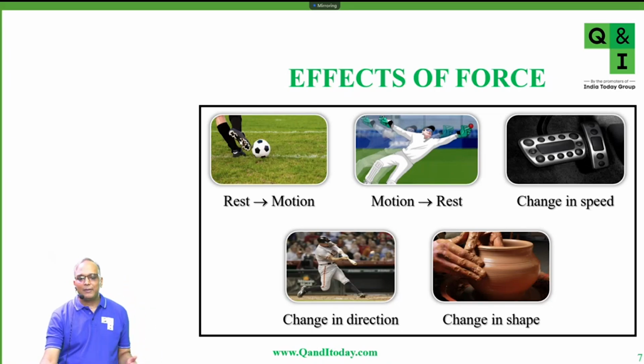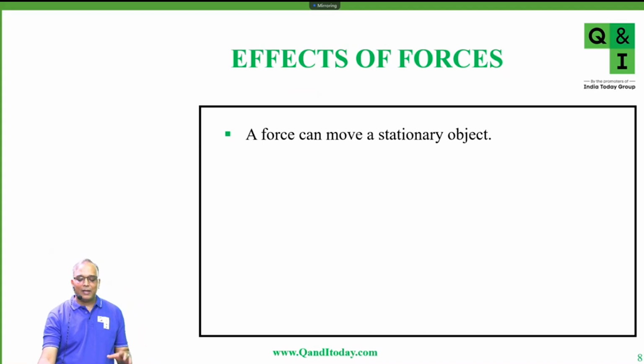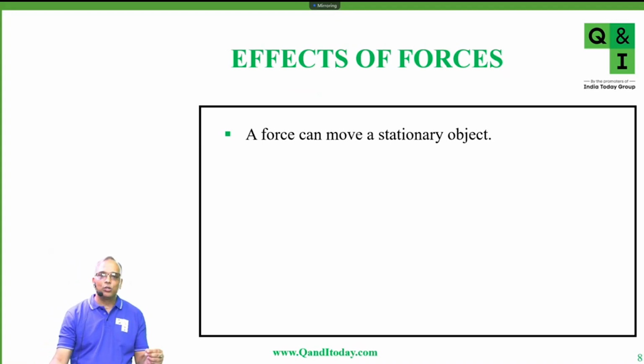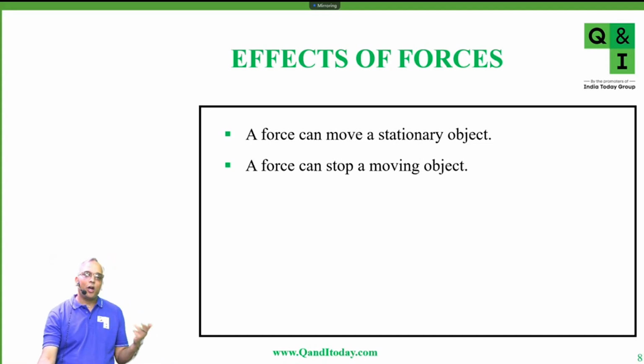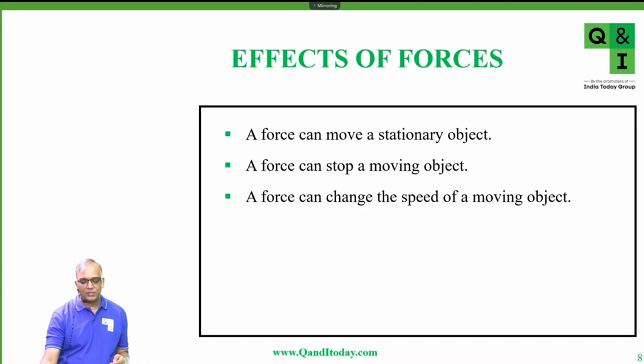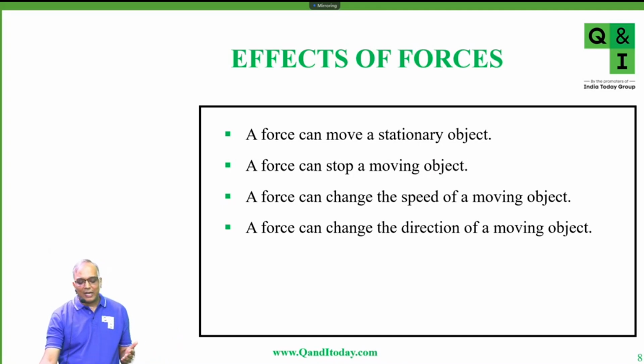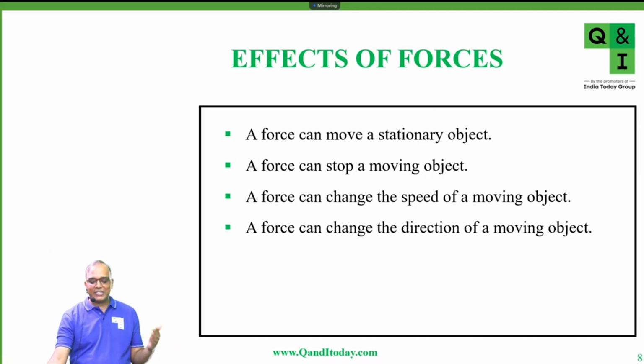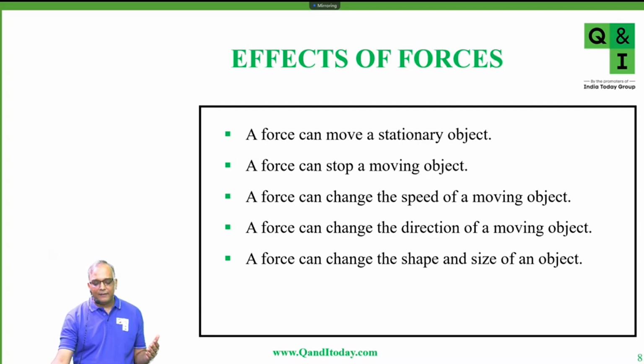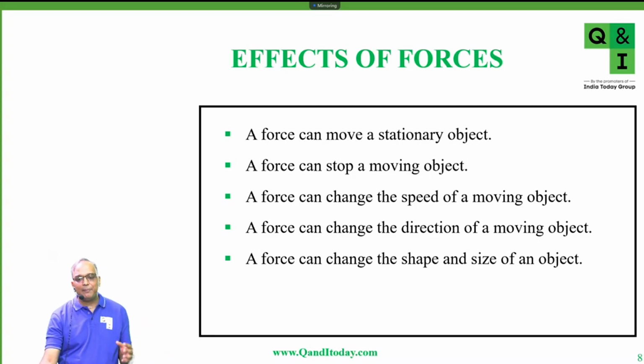Okay, so let's go ahead, students. I'll summarize each of these. You can take a note of this in your notebook as well. So what are the effects of force? First, a force can move a stationary object, a body at rest. Second, a force can stop a moving object. This is the second effect of force. Third, a force can change the speed of a moving body. It can increase the speed, it can decrease the speed. Fourth, a force can change the direction of a moving object. And fifth, a force can change the shape and size of an object. So these are the 5 effects of forces.